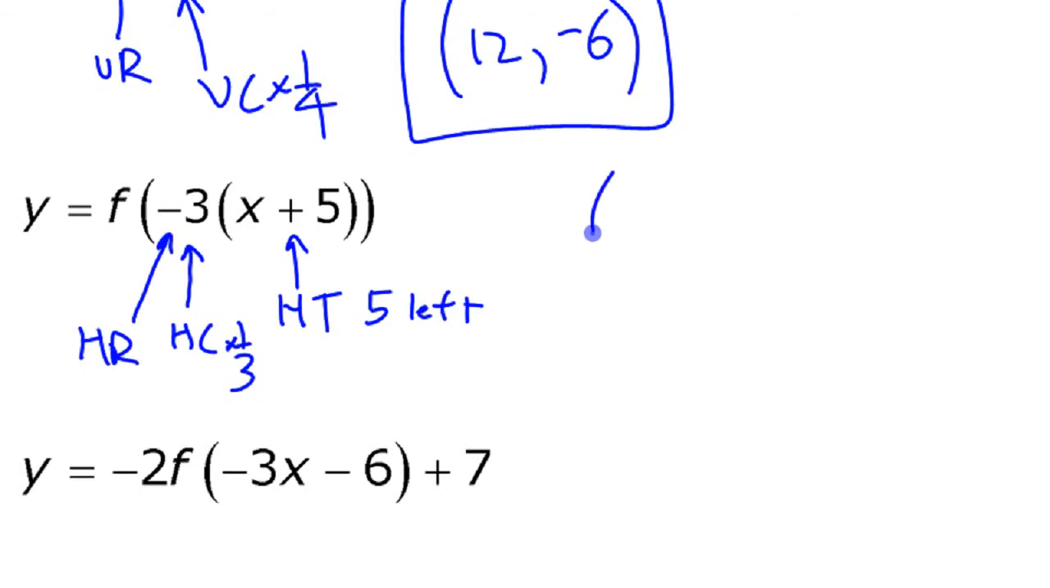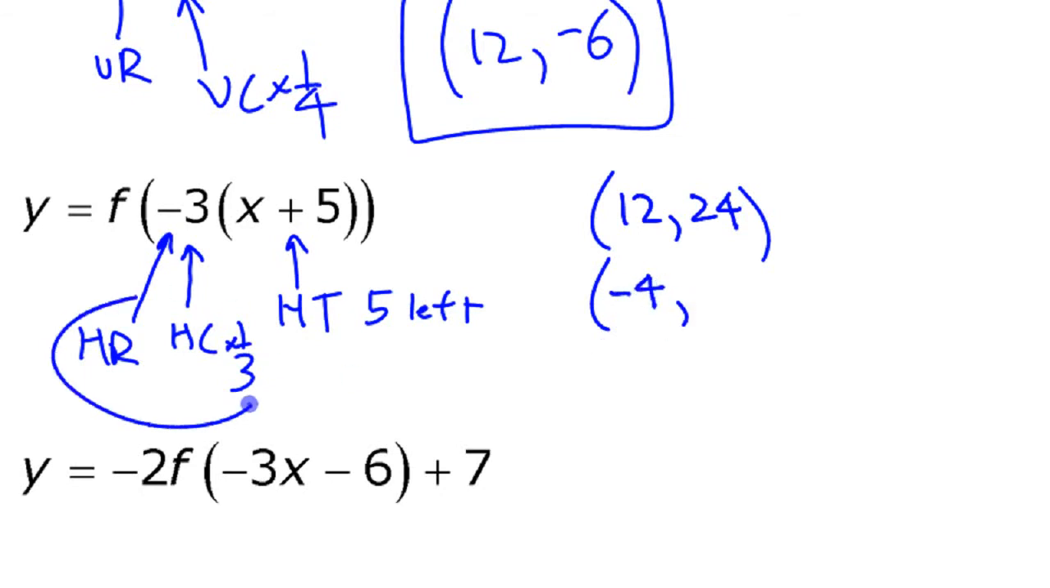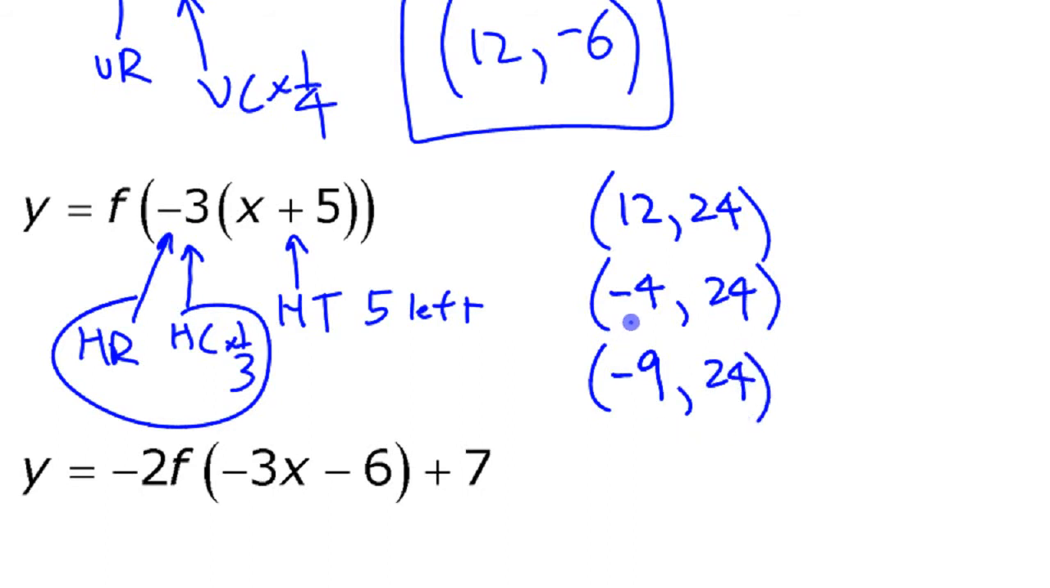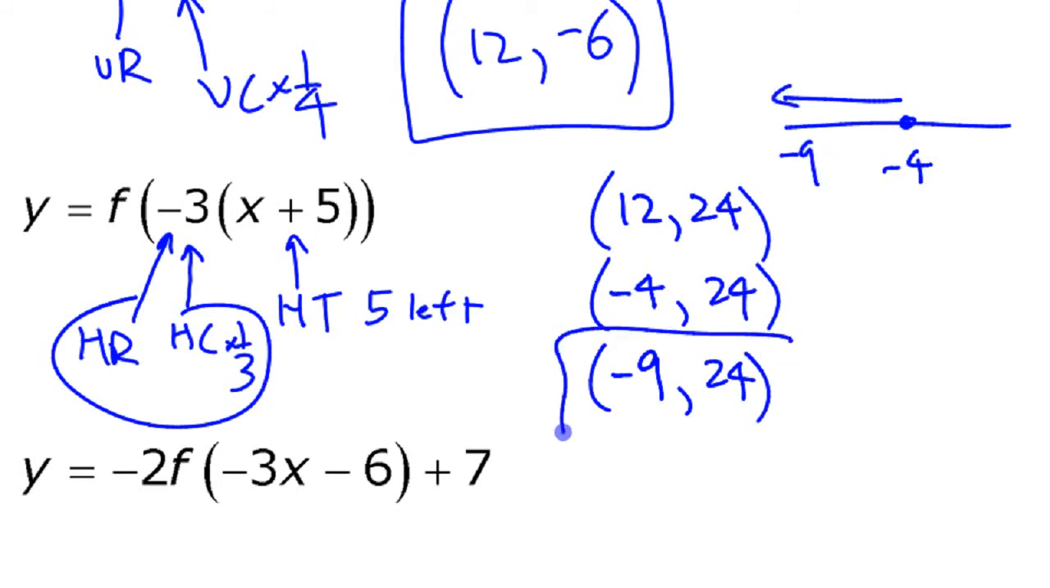So if we do that to our point here, first we'll stick with 12, 24, and our horizontal reflection and a horizontal compression are going to get us to -4. So we'll do these two things first, and then we'll go 5 to the left, which is going to get us to -9. Imagine where -4 is, moving 5 to the left, it's going to get you to -9. So as long as you do that translation afterwards, you're good.